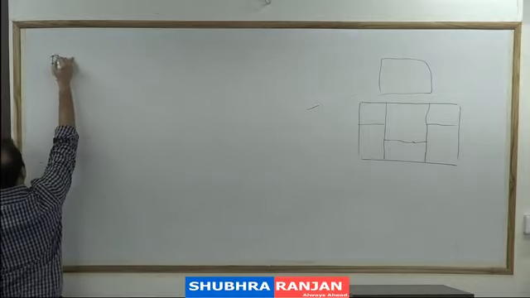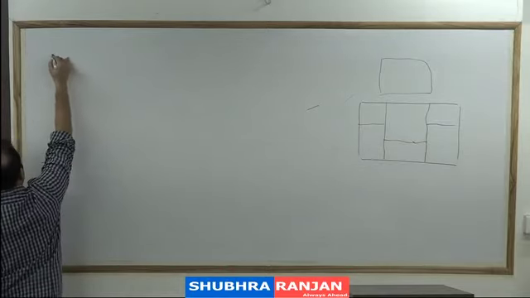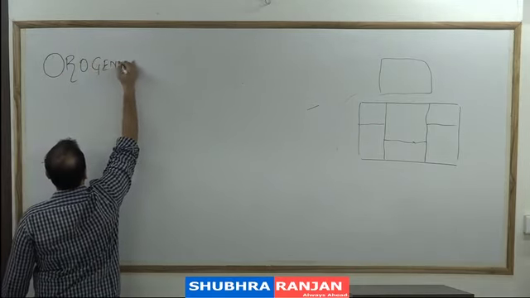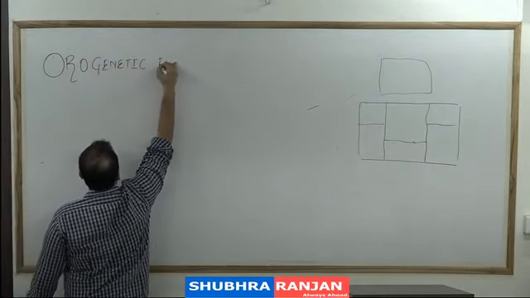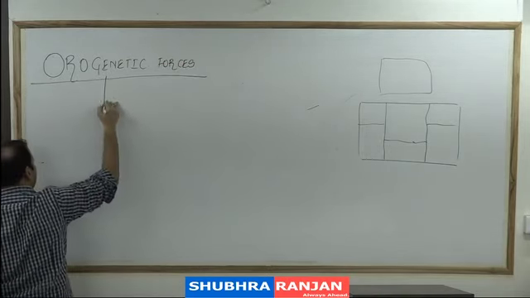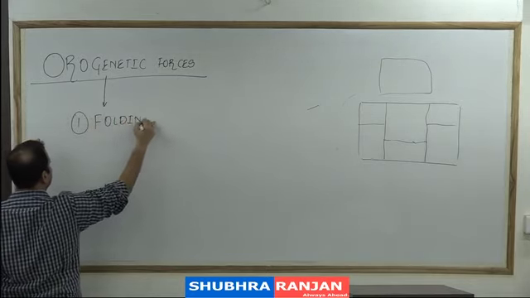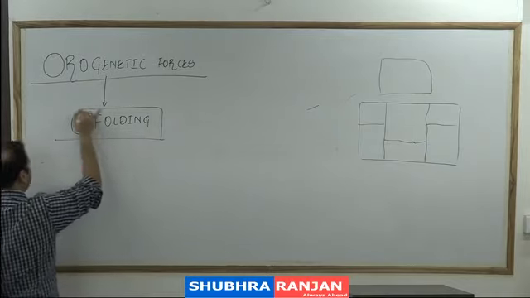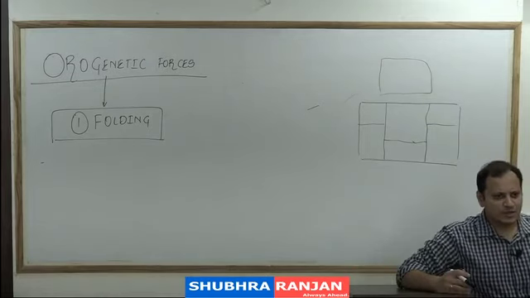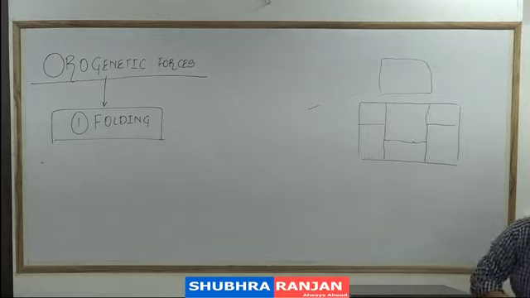I guess we have already written for prelims, epeirogenic, meaning continent building. Now let us look at the orogenetic forces. Oro means mountain and genetic means origin. There are two types. First, folding. So we'll start with the folding. Orogenetic forces are the forces that cause the folding.